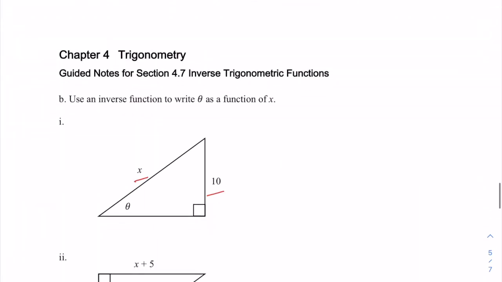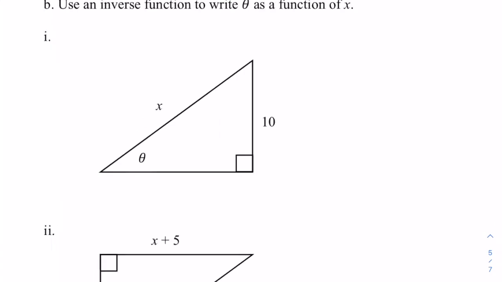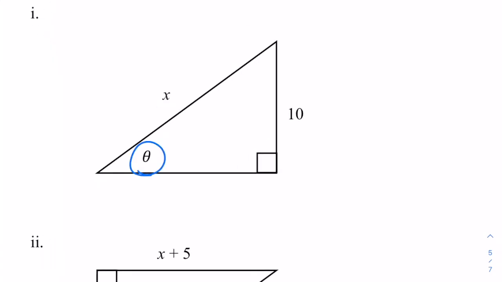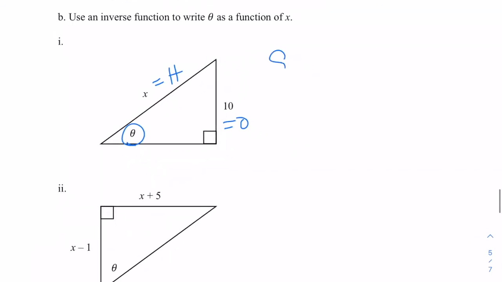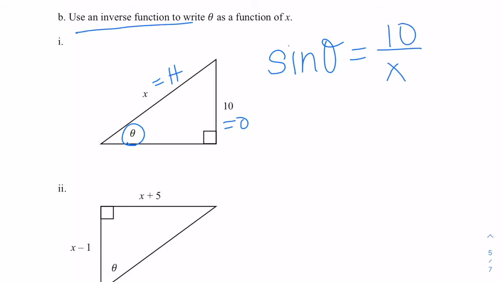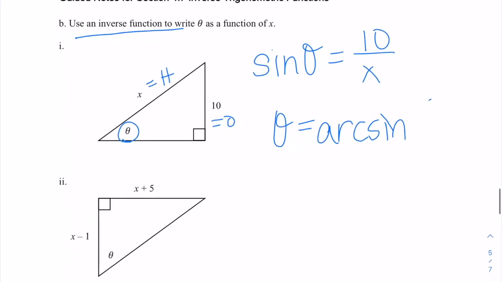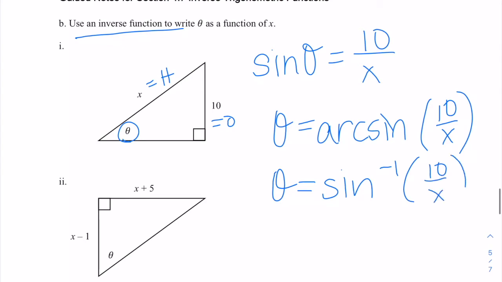Now let's go back to right triangles here. We have two sides here. We have the angle, and then we have the opposite and the hypotenuse. So we know we can write that as sine of theta equals 10/x. Now we want to write this with the inverse function, so we just take the inverse of both sides. So we'll have arc sine, or you can write inverse sine of 10/x. Okay, let's look at the next triangle.